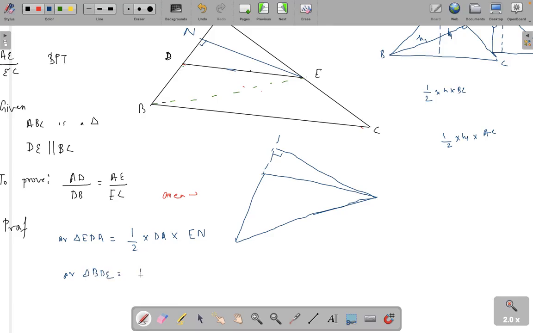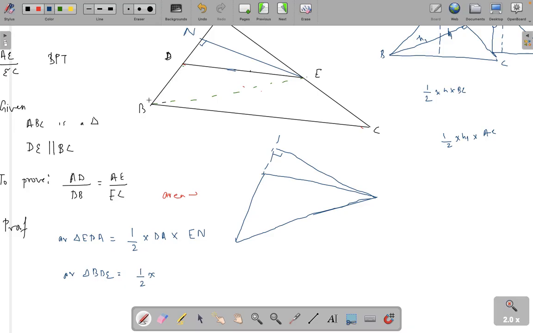This will be half times, what is the base here? BC. So see, this is the triangle BDE. DE, right? Okay, first of all, look at the altitude. What is the altitude? We don't have the altitude. So see, this is the triangle, and then we have drawn this as an altitude which is 90 degrees to this line.